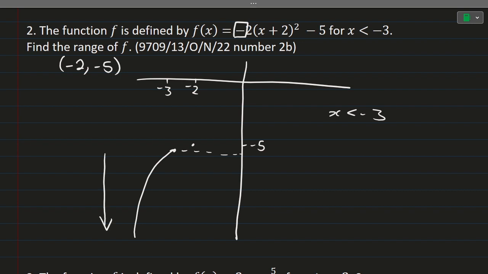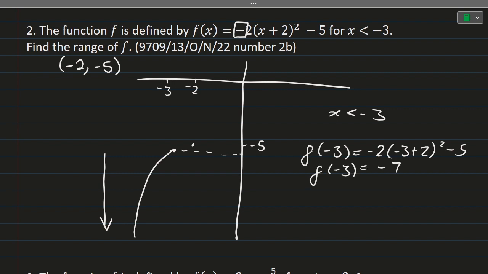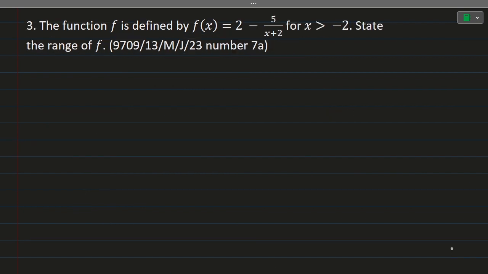So we'll say f of negative 3 is equal to negative 2 times (negative 3 plus 2) squared minus 5, which will give us negative 7 again. Since our function is going down, the y values are going downwards, so y is less than negative 7, or f of x is less than negative 7, and that would be the final answer. Now let's move on to question number 3.